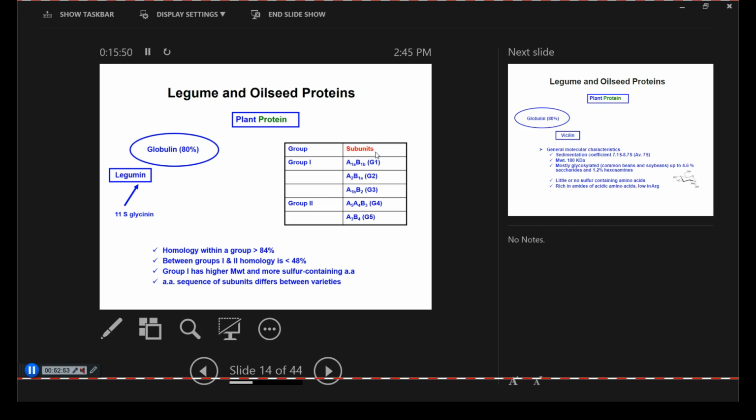And these also can be different within different varieties. Some varieties might have more of this, let's say, less of that, and so on. And that can also impact functionality.